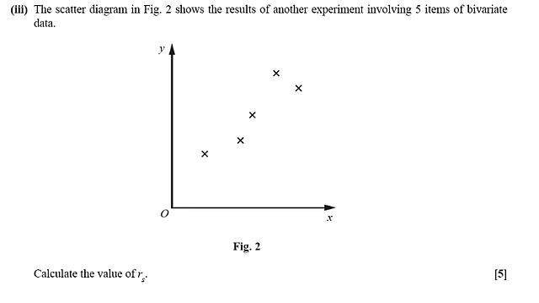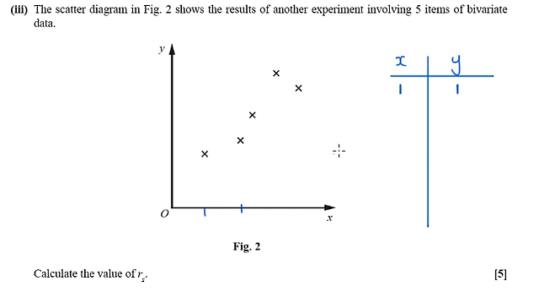Then part 3 has now given us another set of points and wants us to calculate R. So we're going to need to draw up a table of our X values and Y values and rank them. So the rank, this first value for X is also the first value for Y.